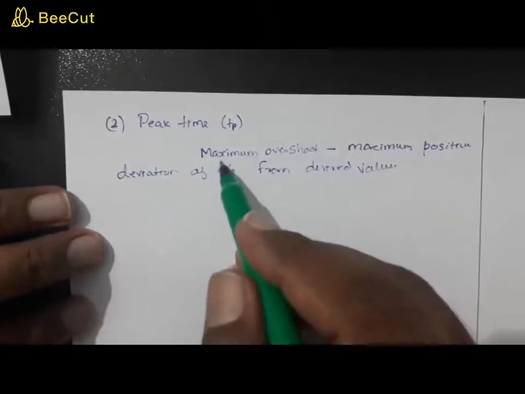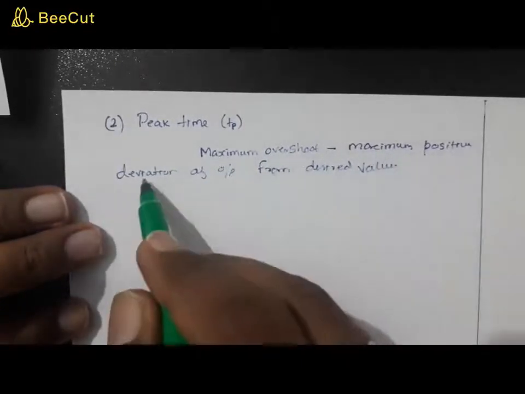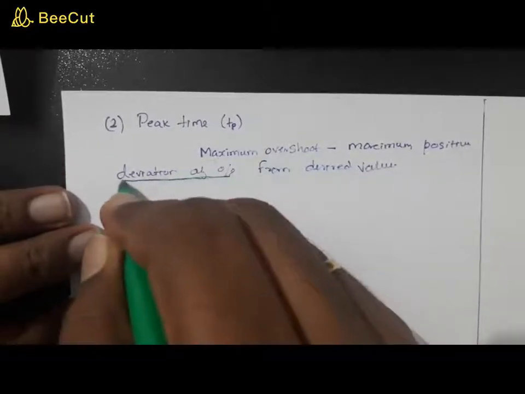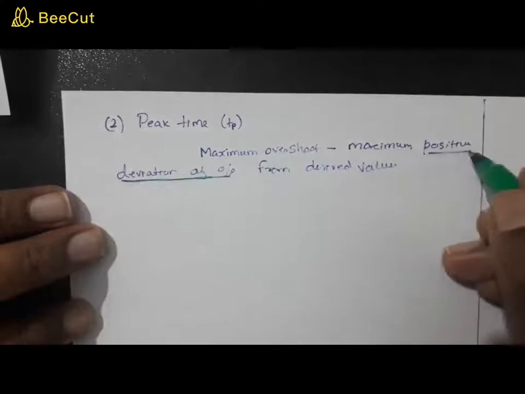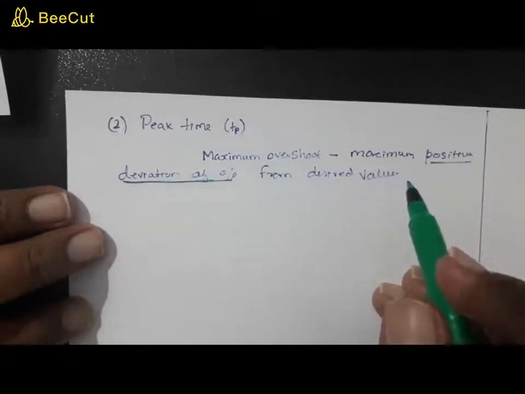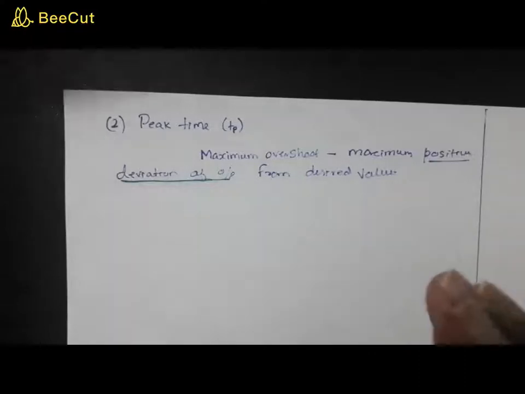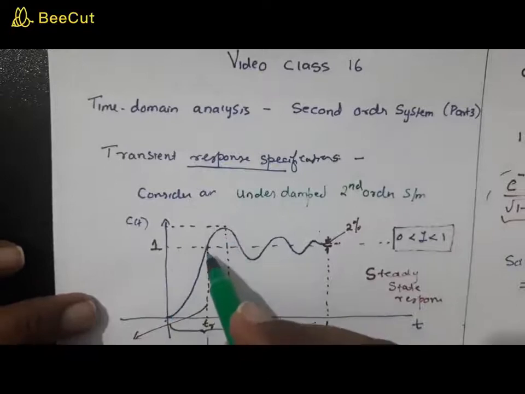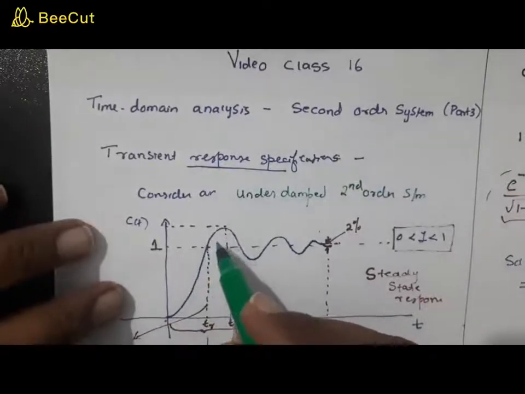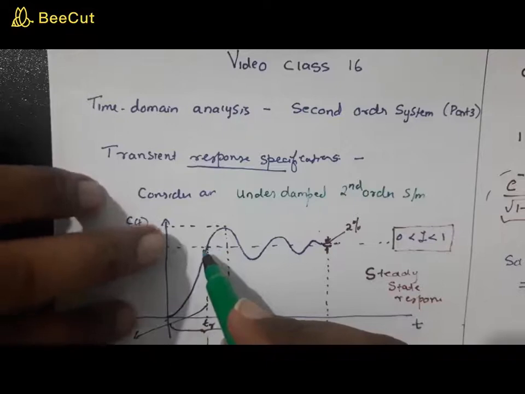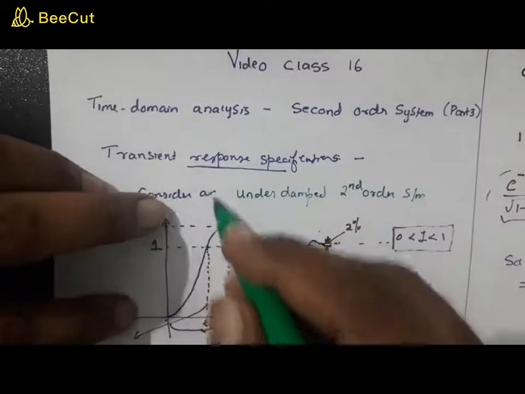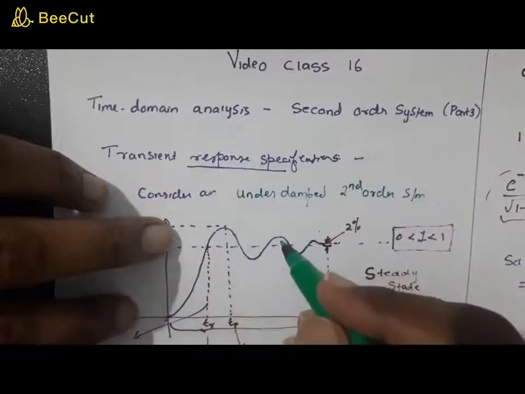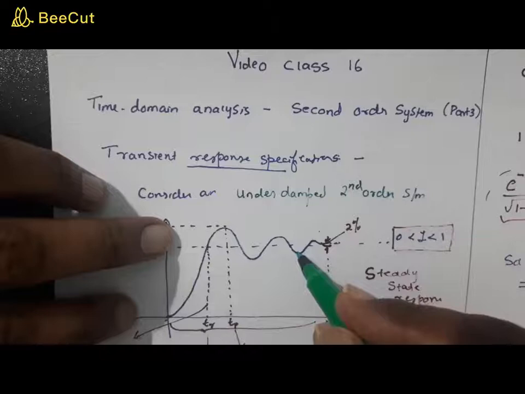Maximum overshoot is the maximum positive deviation from the desired value. Coming to this, look at this expression. What does a positive deviation mean? The deviation from one in the positive direction. This is called a negative deviation. This is the positive deviation. This is also positive deviation. This is negative deviation, right?